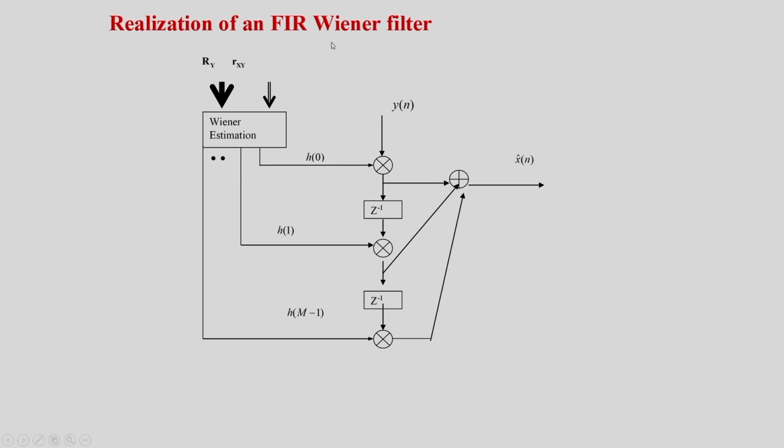The FIR Wiener filter can be realized as follows. We have the autocorrelation matrix Ry and the cross correlation vector Rxy as input to the Wiener filter estimator, and the estimator will compute the filter coefficients H0, H1 up to H m minus 1. This is the input signal y n. The input signal y n will be multiplied by H0, then the delayed part will be multiplied by H1 and so on, and all these outputs will be summed up and we will get x hat n. This is the realization of the FIR Wiener filter.